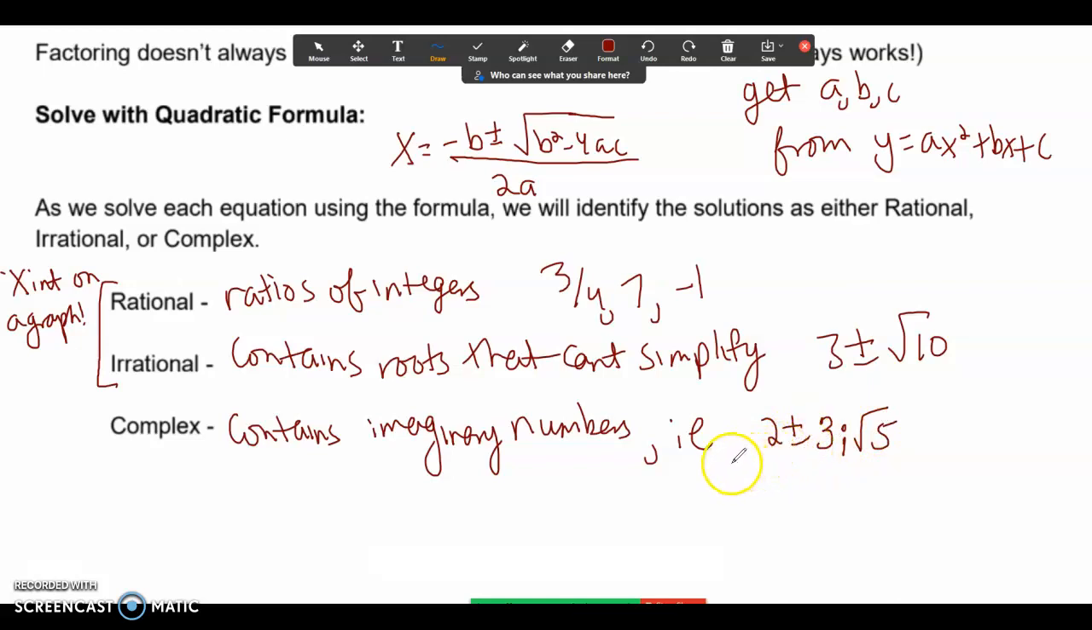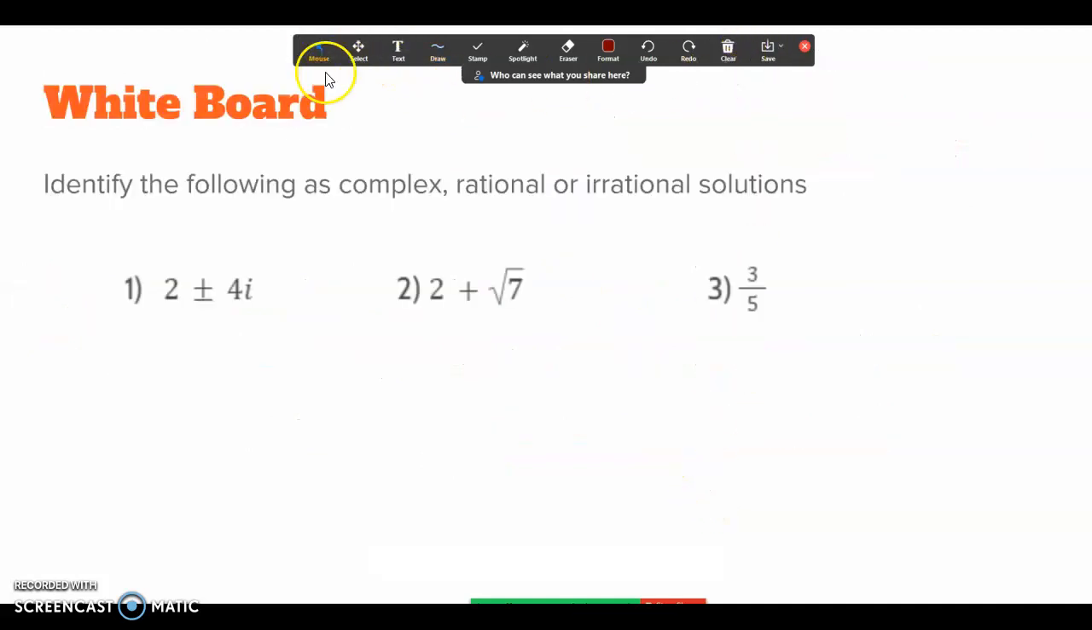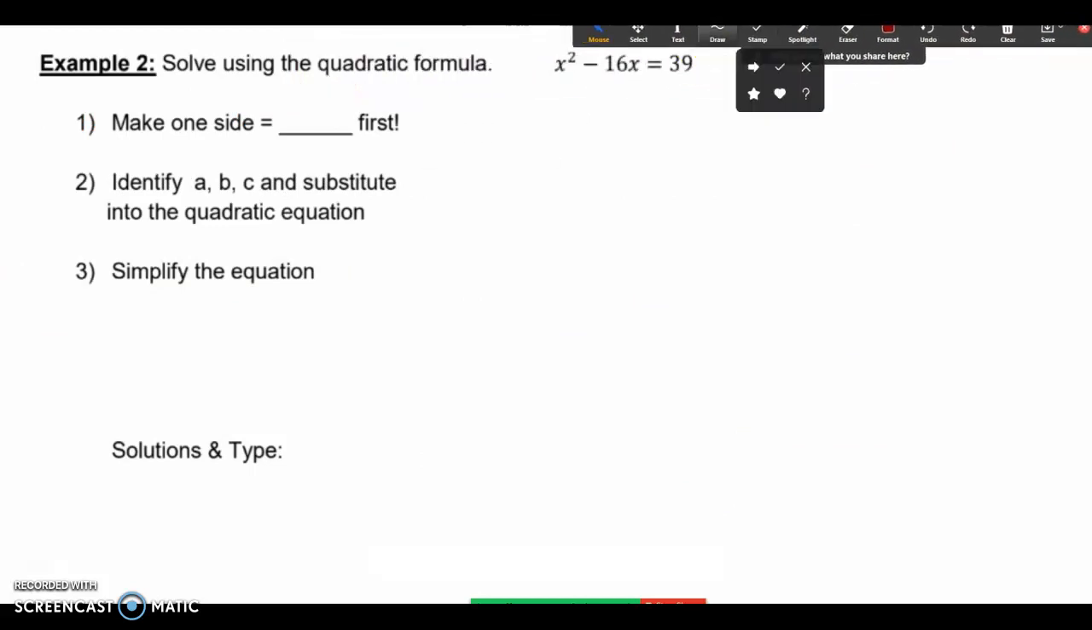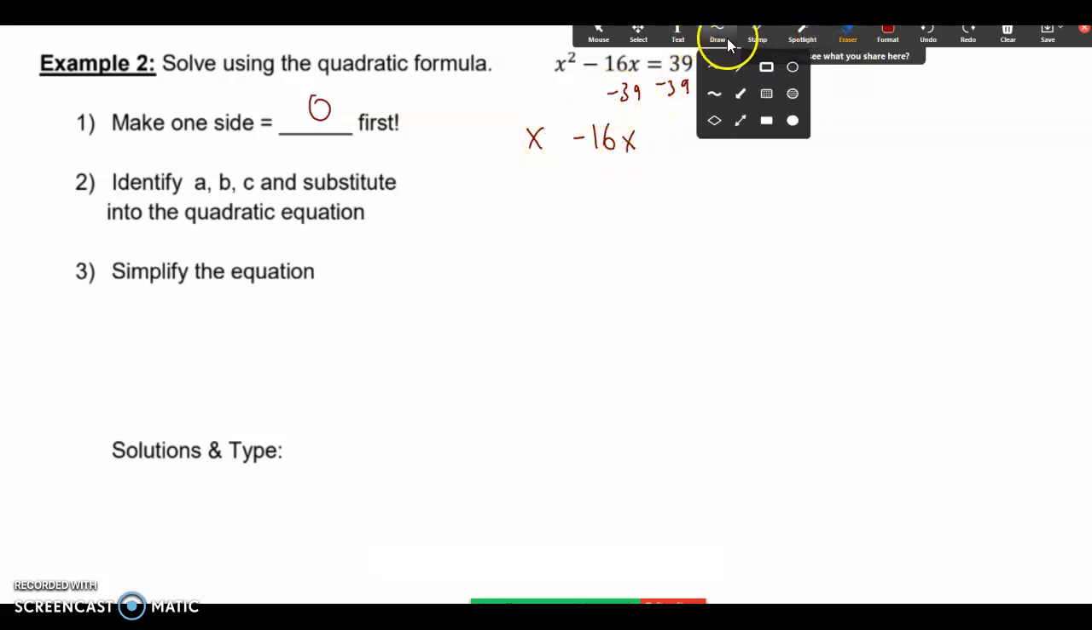We learned about imaginary numbers and complex numbers last class. So sometimes when we do the quadratic formula, we will have those. The first step is to make one side equal to 0. So in this equation, x equals -6. My a was a 1, my b was a -16, my c is a -39.